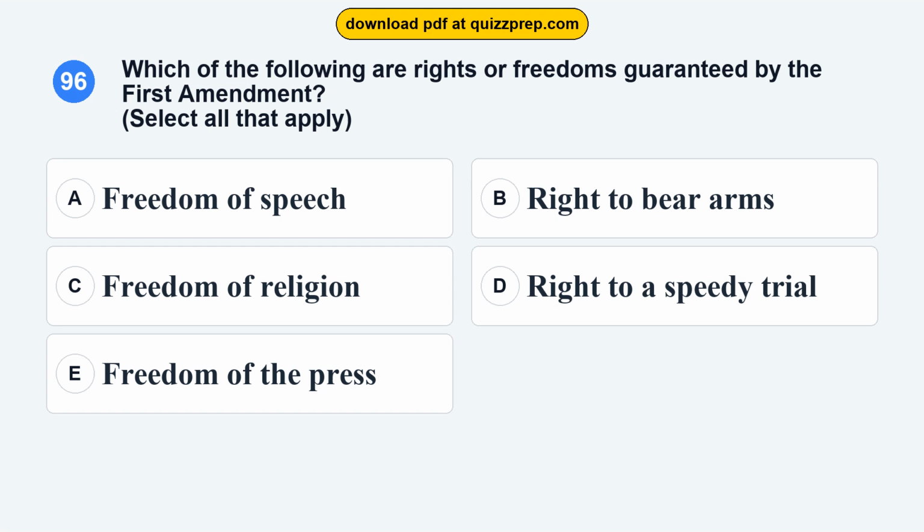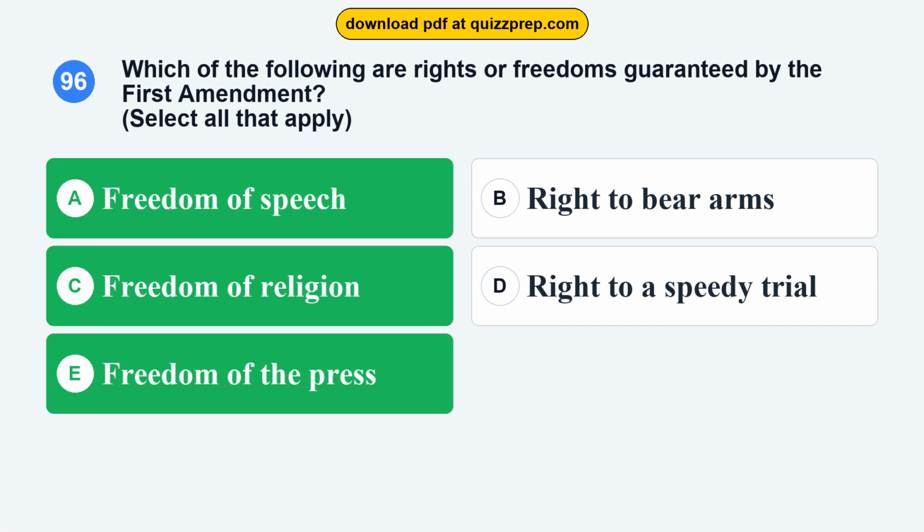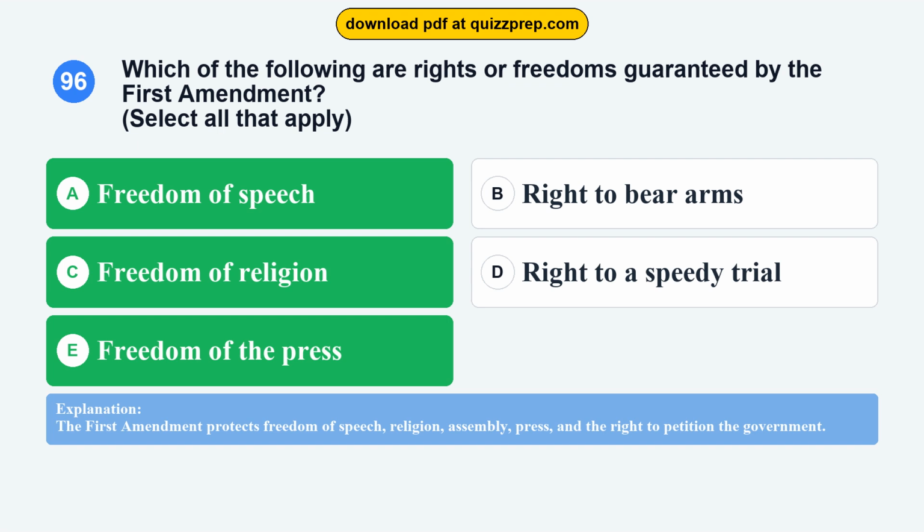Question 96. Which of the following are rights or freedoms guaranteed by the First Amendment? Option A, freedom of speech. Option B, right to bear arms. Option C, freedom of religion. Option D, right to a speedy trial. Option E, freedom of the press. The correct answers are options A and C and E. Freedom of speech, freedom of religion, freedom of the press. The First Amendment protects freedom of speech, religion, assembly, press, and the right to petition the government.